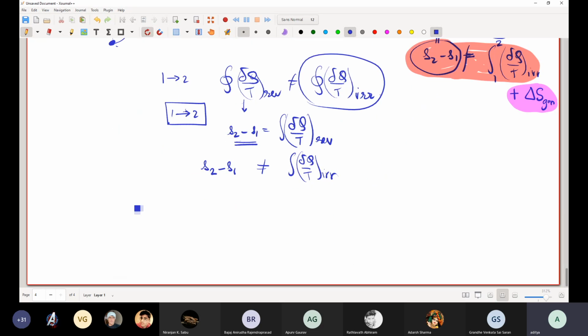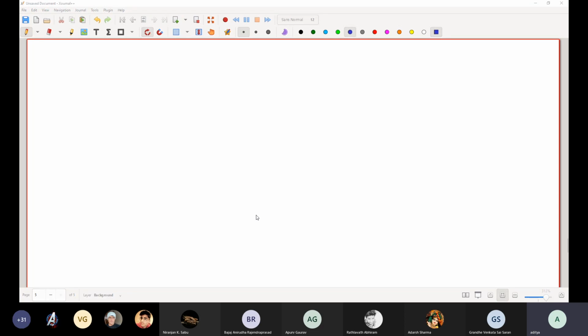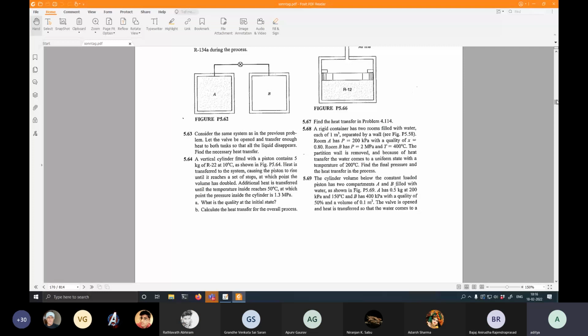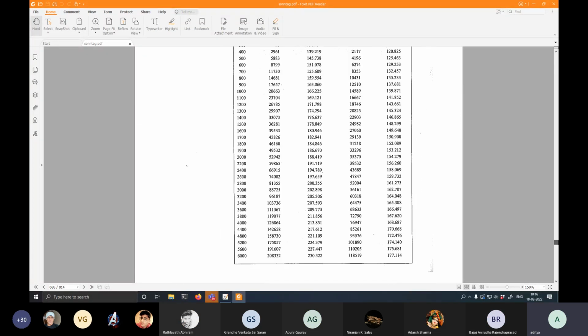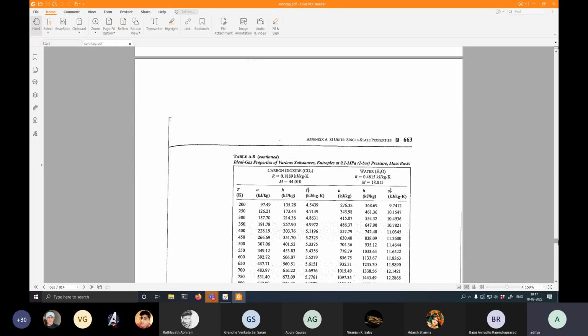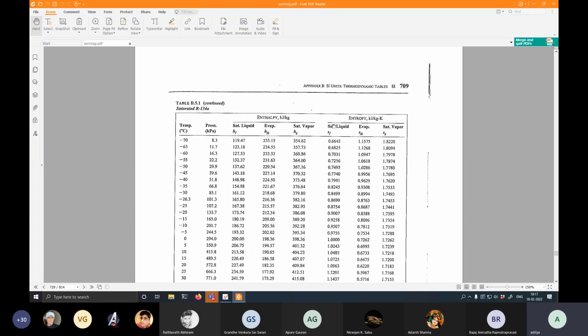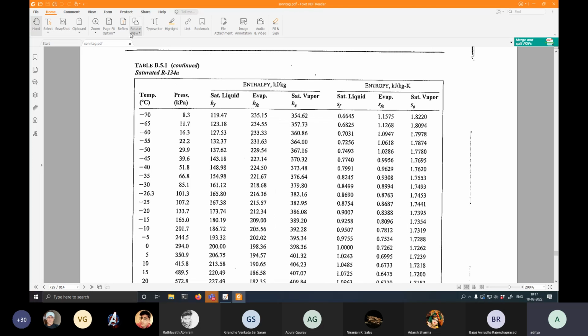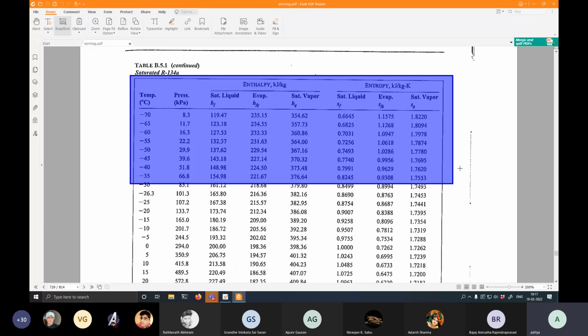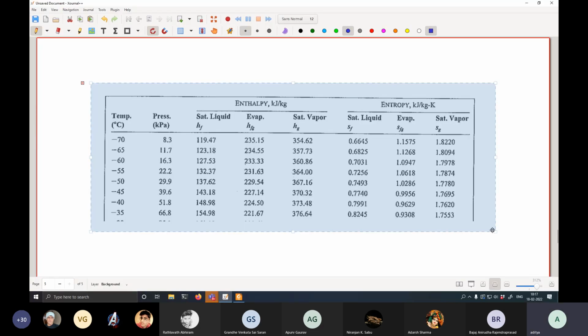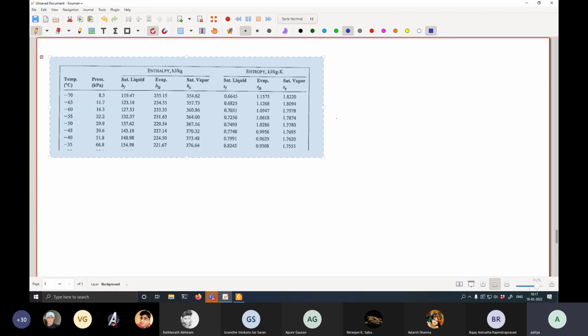Moreover, S is now a state property. And if you look into the table, let me take some screenshots of the table. You will see that now S is also tabulated. One moment. Let me share my entire screen. This is table A. You will now have entries for entropy as well. Can you see the screen properly? Yes, sir. So now entropy also appears as a property.